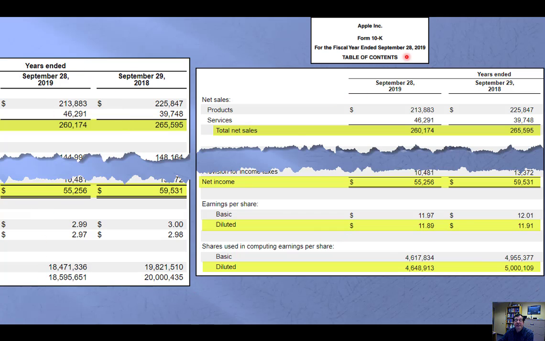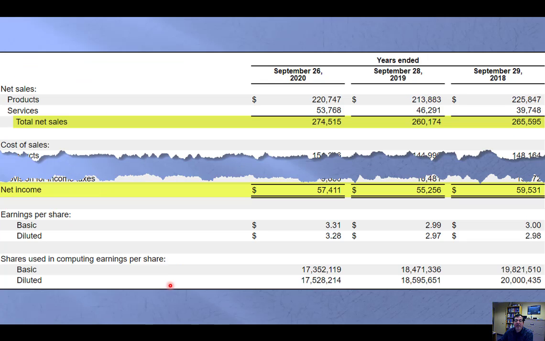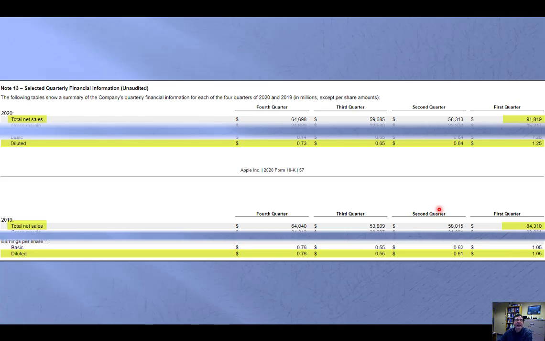When I go back to the fiscal year 2019 and I look at those actual numbers in their actual 10-K, you can see diluted 4.6 billion, diluted 5 billion. They've gone back and adjusted this to 18.6 and 20. These numbers have been retroactively adjusted. That also means that the earnings per share numbers, these two over here, have been retroactively adjusted as if the split occurred on October 1st, 2017.